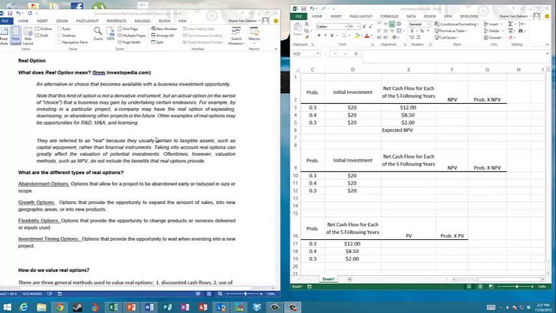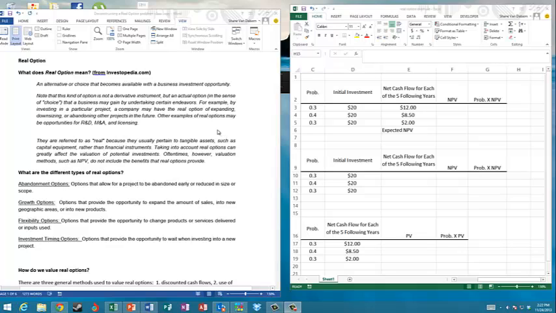Other examples of real options may be opportunities for research and development, mergers and acquisitions, and licensing. They're referred to as real because they pertain to tangible assets, unlike financial options such as calls or put options on stocks or bonds. The underlying asset in those cases is a financial instrument. In these cases, it usually represents some kind of tangible asset such as a building or a piece of equipment, or even an investment into research and development.